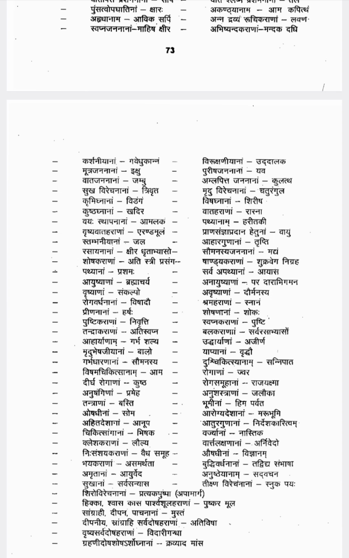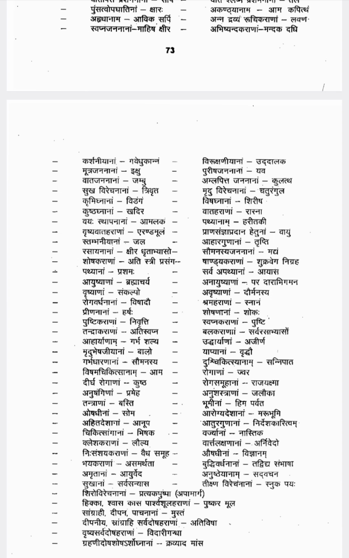Then Vayastabana Amlaki. So Kushtakna, they have asked in the exam. Which one is Kushtakna? That is Khadira. Vayastabana is Amlaki. Then Vrishyavada Haranam Erandamulam. So Erandamula has both actions. It helps in Vrishya also, and at the same time it reduces Vada dosha. So Erandamula is Vrishyavada Haranam. Stambaniyanam Jala. Rasayananam Kshira Grita Abhyasa. If you want a Rasayana effect, you have to take milk and ghee daily. Then Shoshakaranam, Adis Prasanga.